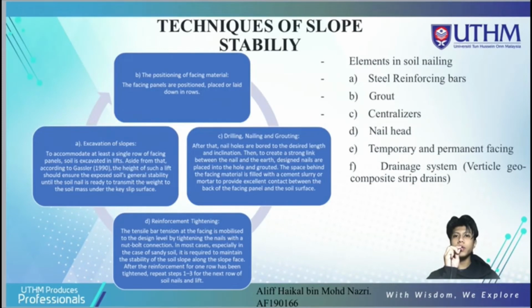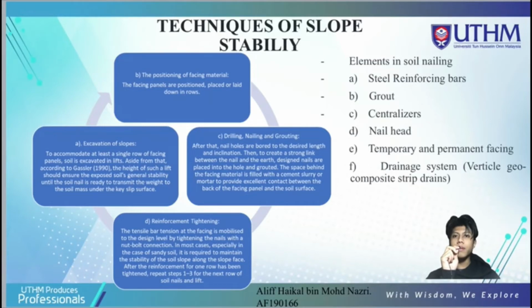Standard construction procedures for a common soil nailing method may be categorized into four parts, which are the excavation of slope, which is to accommodate at least a single row of facing panels. The second one is the positioning of facing materials, which is all the facing panels are positioned or laid down in a row. Next, drilling, nailing, and grouting, which is to create a strong link between the nail and the earth. Design nails are placed into a hole and grouted. And lastly, the reinforcement tightening, which is required for maintaining the stability of the slope along the slope surface.